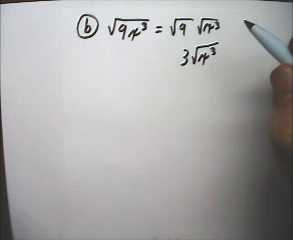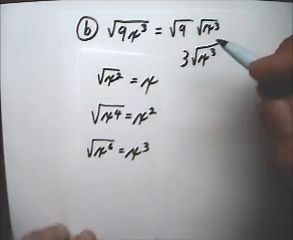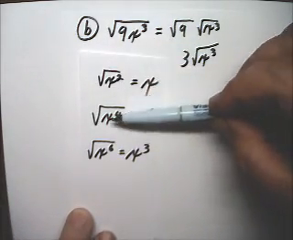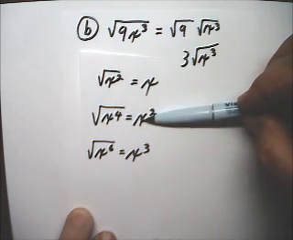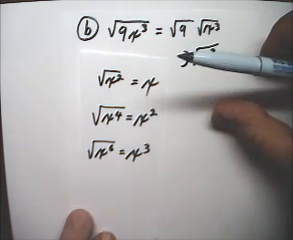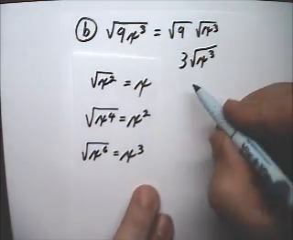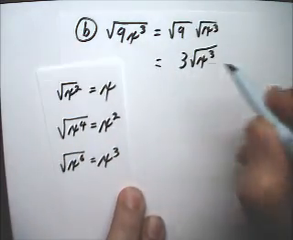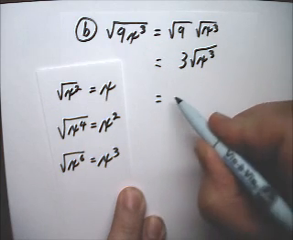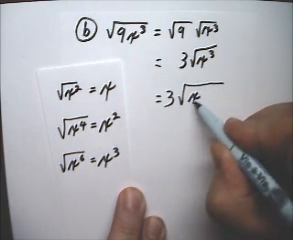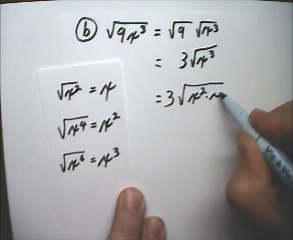Now, see, the square root of x squared is x. The square root of x to the fourth is x to the second power. Well, I can use this to simplify this a little bit more. I can say that this is 3 times the square root of x squared times x.